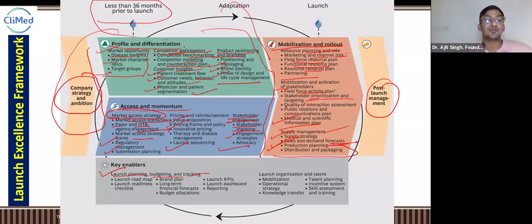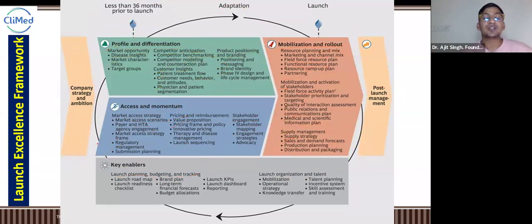So if you are following the launch excellence framework, you have to take care of all these parts when you are launching the pharmaceutical product into the market, right? You have understood the activities, then how to make those activities according to the launch excellence framework within timelines, and with in-depth analysis and in-depth planning. This is the in-depth analysis and planning of launch, okay, and management.